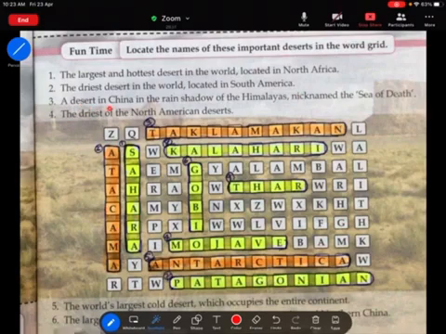Number three, a desert in China, in the rain shadow of Himalayas, nicknamed the Sea of Death. Number three, that is Taklamakan. Number four, driest of the North American deserts. Number four, that is Mojave.